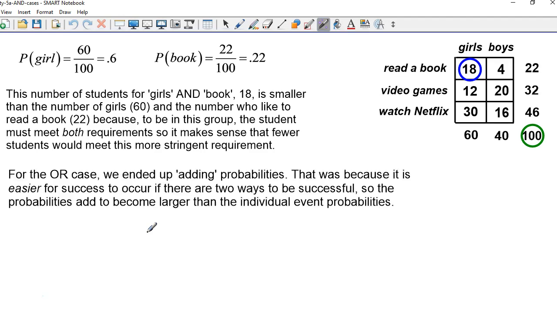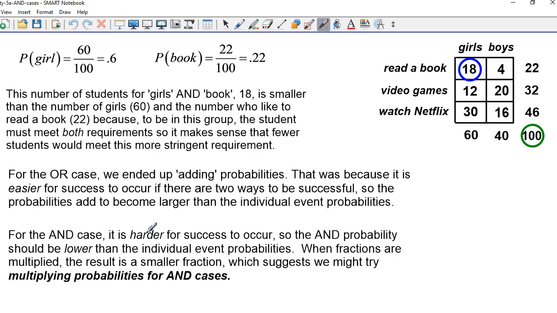For the OR case, we ended up adding probabilities. That was because it was easier for success to occur if there were two ways to be successful, so the probabilities needed to add so that we could get a larger probability than the individual event probabilities. But here for the AND case, it's harder for success to occur, so the AND probability should be lower than the probability of being a girl or the probability of liking a book.